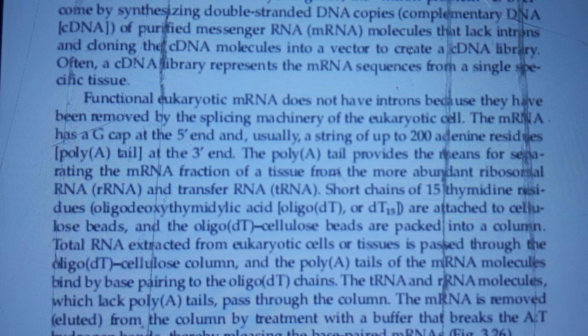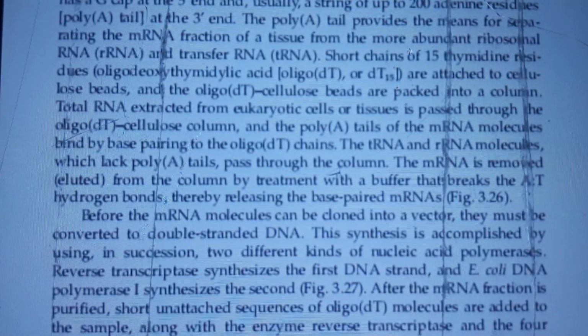We continue with yesterday's subject of recombinant DNA technology. Functional eukaryotic mRNA does not have introns because they have been removed by the splicing machinery of the eukaryotic cell. We're in chapter 3, which is recombinant DNA technology.